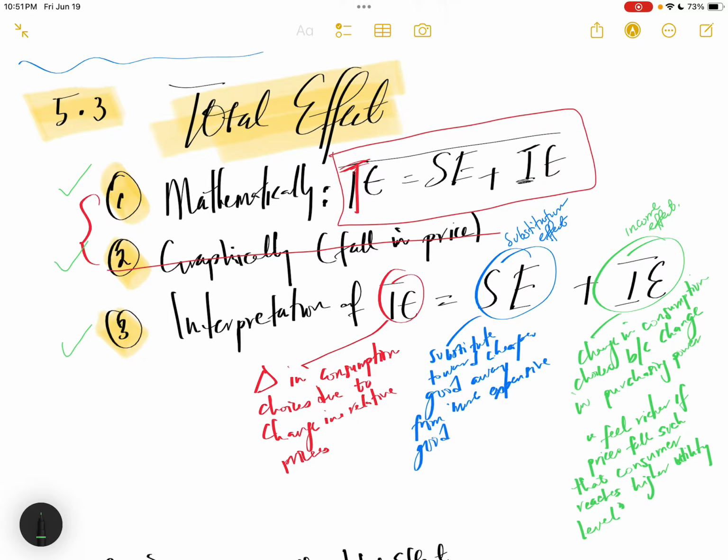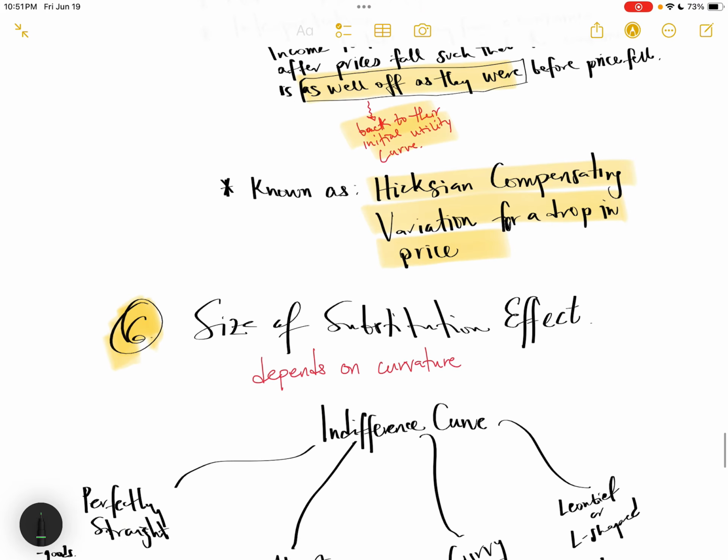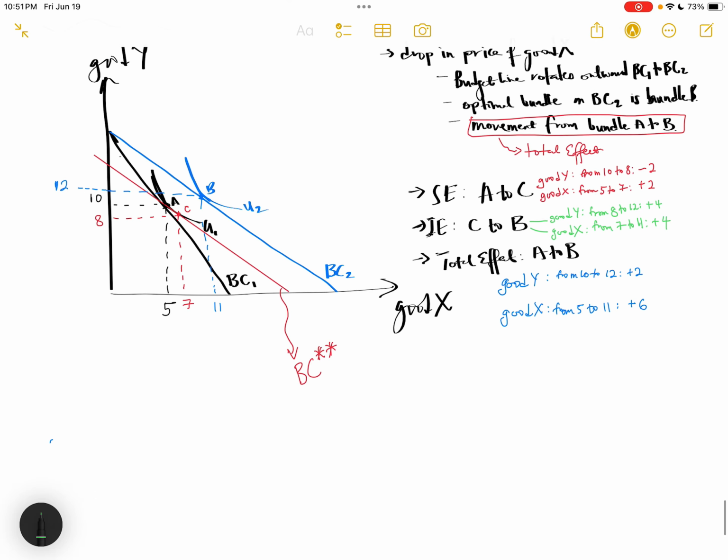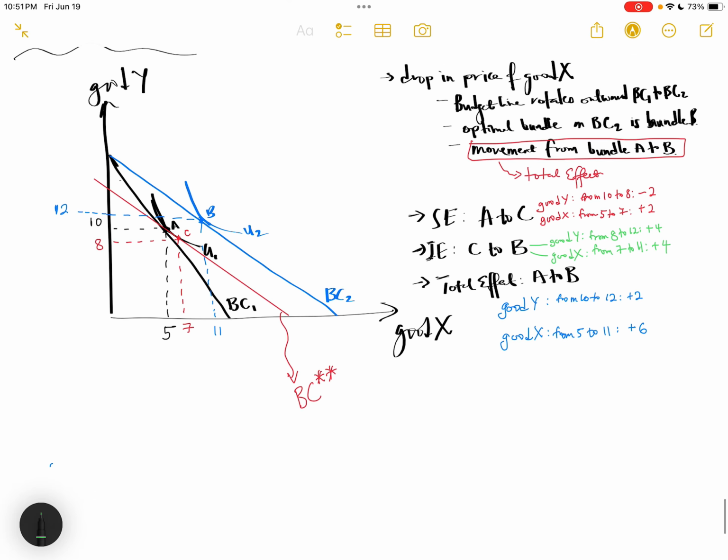We said that the substitution effect is where consumers substitute away from the more expensive good towards the cheaper good. And the income effect is when consumers feel richer if the price falls, right? So they see an appreciation in their purchasing power and therefore a change in their consumption choices. Now, consumers feel richer, yes. They feel richer such that they reach a higher utility level. You see, when you move from A to B, and that's the total effect, you reach a higher utility level. U2 is at a higher level than U1. See, that's what we mean by feel richer. And that's why the income effect is from C to B.